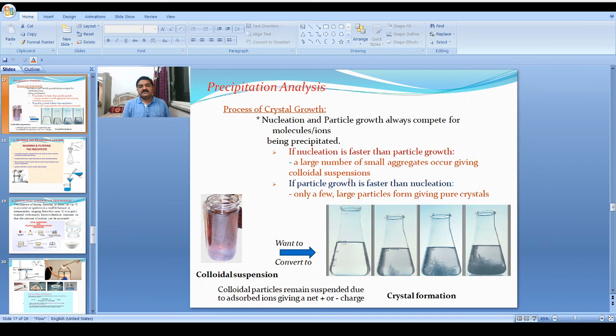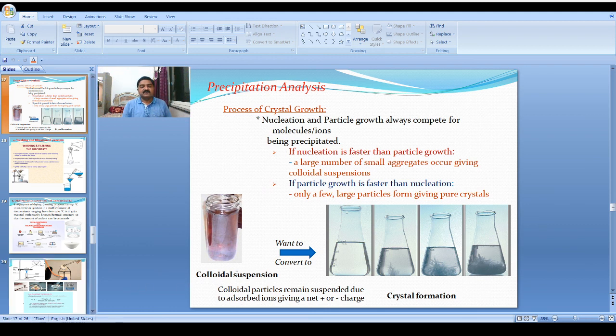Here are the two possibilities. If nucleation is faster than particle growth, small aggregates occur, giving the colloidal solution. So this is the colloidal solution. And if particle growth is faster than nucleation, it gives large particles forming the pure crystal here, and it can be shown by the figure here. Then finally, in the final conical flask, it gives the pure crystal.